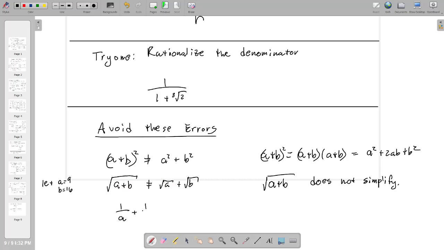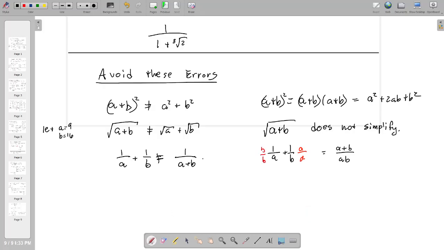1 over a plus 1 over b. This might seem obvious, but these errors happen a lot. This is not equal to 1 over a plus b. Remember, you have to find a common denominator. So here, the common denominator would be ab. So we would need to multiply top and bottom of the first fraction by b and top and bottom of the second fraction by a. So we would end up with a plus b divided by ab. But these are common mistakes. This type of stuff happens all the time.